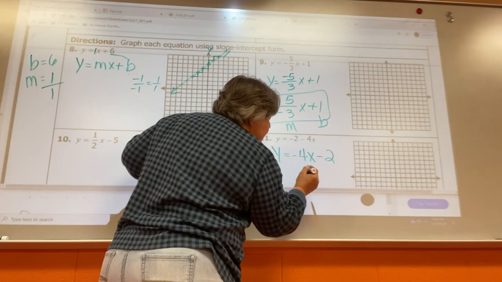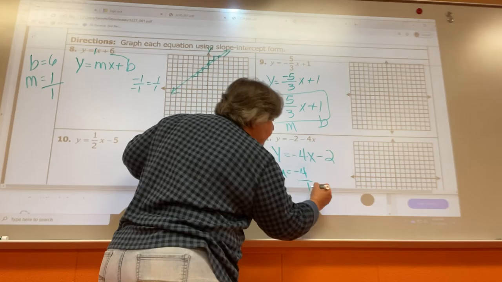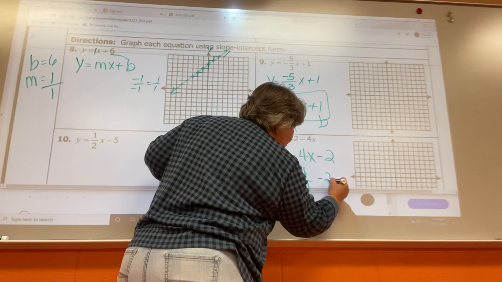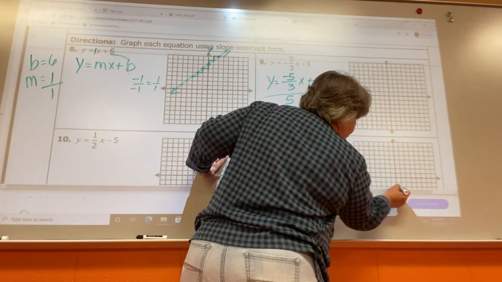Okay, let's look at, well, first of all, let's look at 8. And this is y equals mx plus b. Well, to graph it in slope-intercept form, I need to know what b is. So b equals 6.